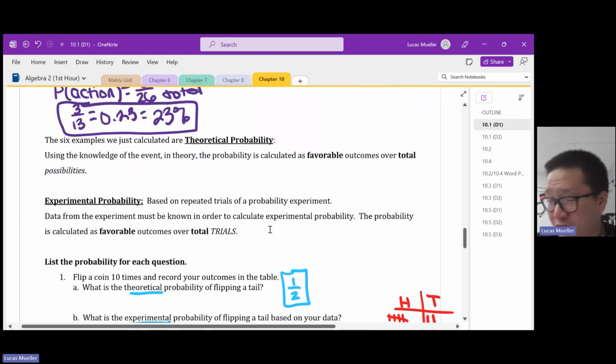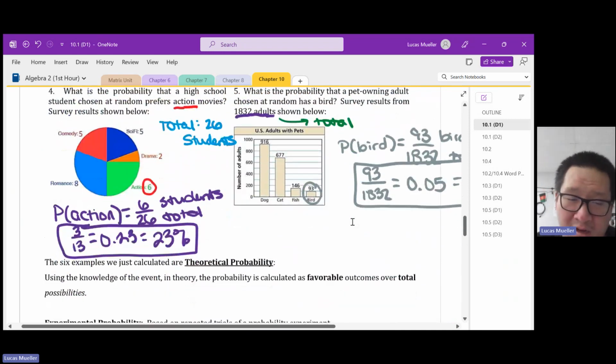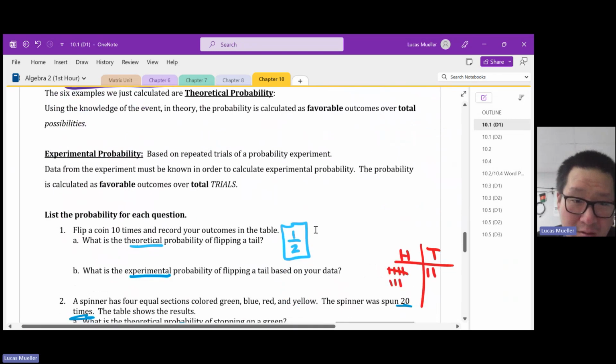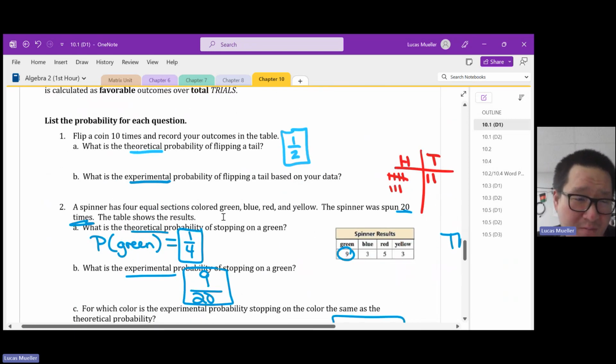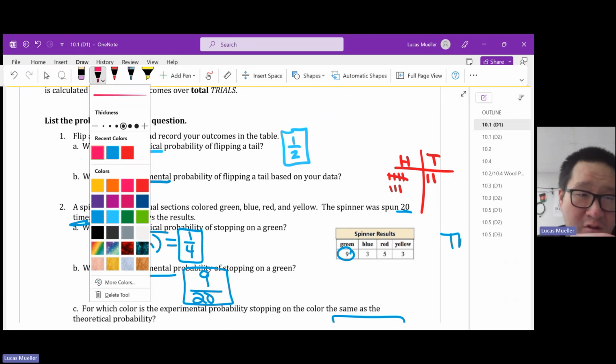Experimental probability is based on repeated trials of a probability experiment, so these are going to look more like what these were here. We have data that was already collected. So we need the favorable outcomes over the total number of trials. It's going to vary, because if we look at the theoretical probability of flipping a tail in this trial of flipping a coin 10 times, the theoretical probability, what we found before, is just 1/2.